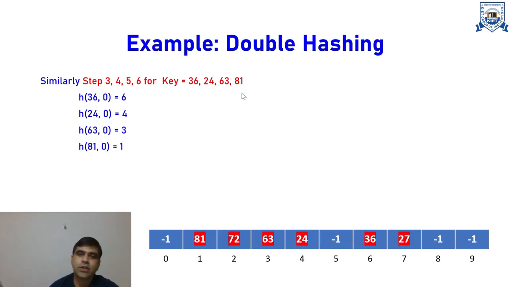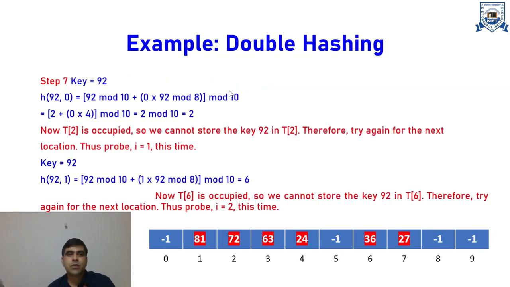So for these 4 keys no collision occurs. You simply put these values into the function which we have defined for double hashing. Then comes this key 92, and when we calculate the address using the double hashing method, it comes out to be 2. And this location 2 is already occupied, so we cannot store this key 92 into location 2.